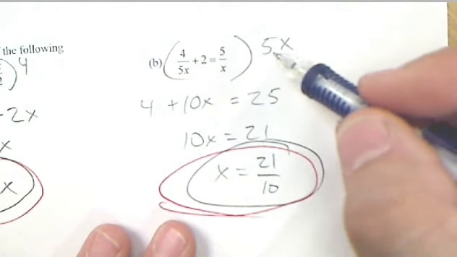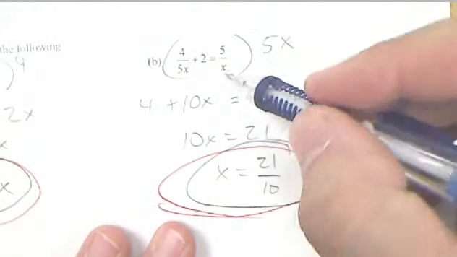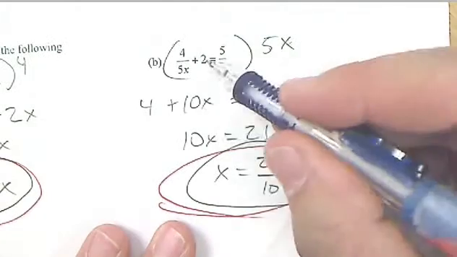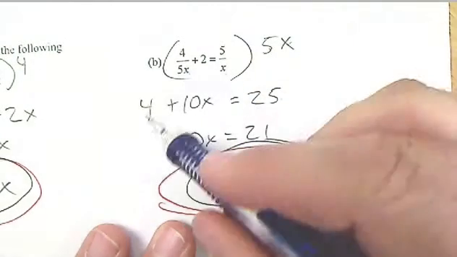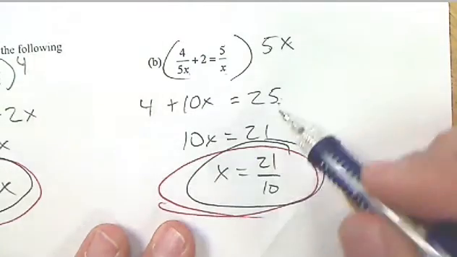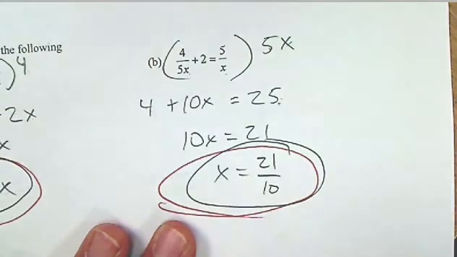5x is my common denominator. 5x times 5 divided by x is just 25. 5x times 2 is 10x. 5x times 4 divided by 5x is 4. Subtract the 4 from both sides, divide, and there you have it.